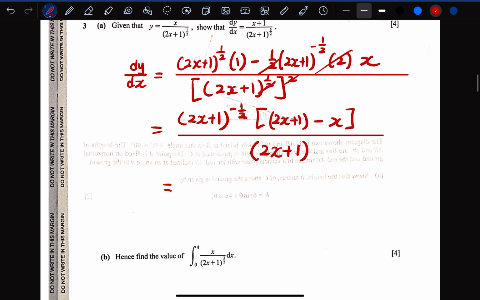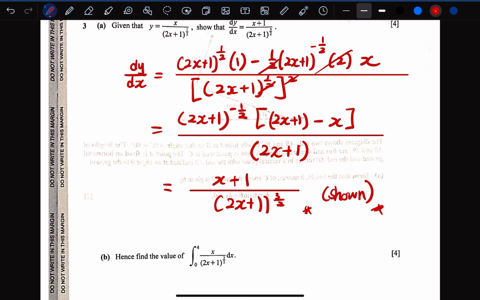Afterwards, I just simplify both sides. At my numerator, 2x plus 1 minus x just gives me x plus 1, okay? And at my denominator, I'm just going to shift this down, and I get it to be 2x plus 1 to the power of 3 over 2. And here you would have shown.